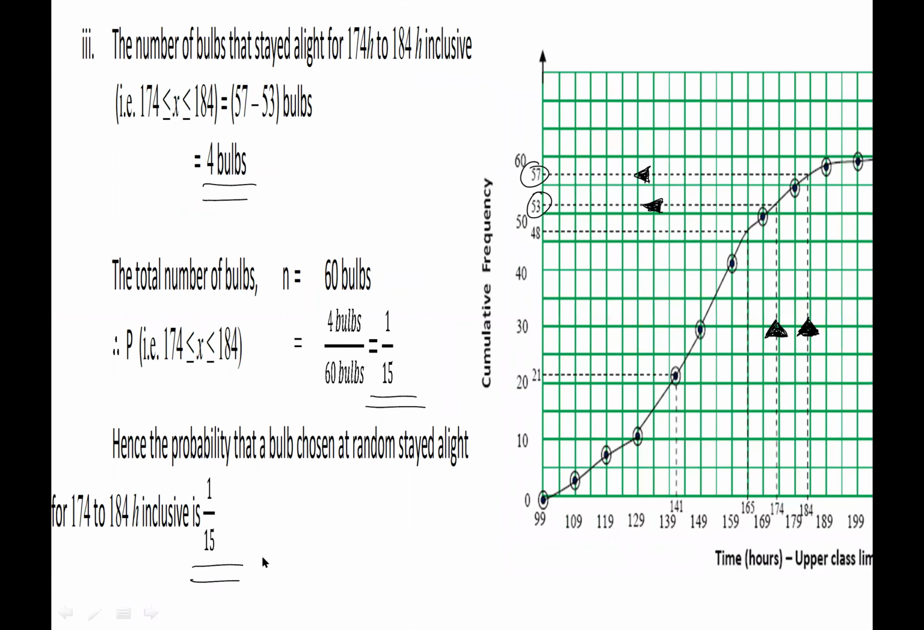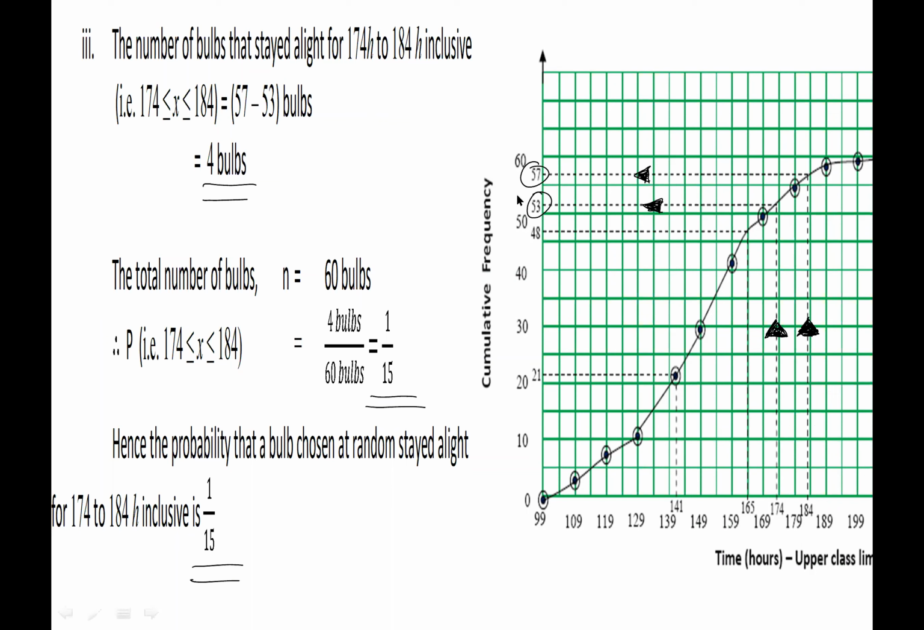The next question was, what's the probability that a bulb chosen at random stayed alight for 174 to 184 hours inclusive? Okay, so what we're going to do, we're going to find how many bulbs stayed alight for 174 hours or less by coming here, going up, and coming across. So we know 53 bulbs stayed lit for 174 hours or less. That is 53 bulbs. We're going to do the same thing for 184 hours or less. So we come up here and come across, and we realize that there are 57 bulbs that stayed lit for 184 hours or less.